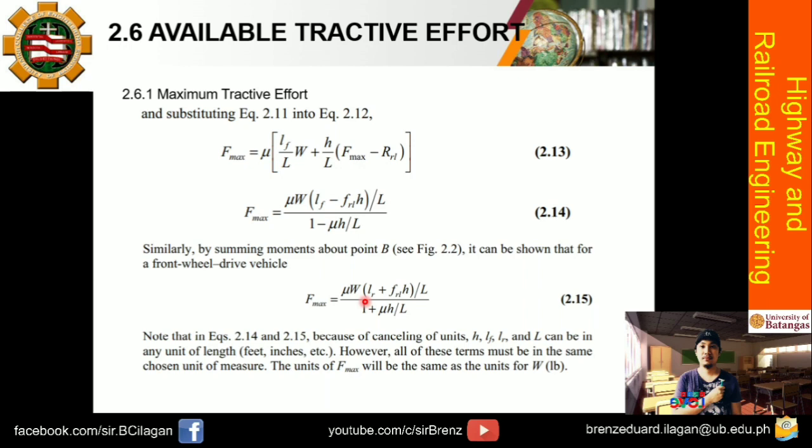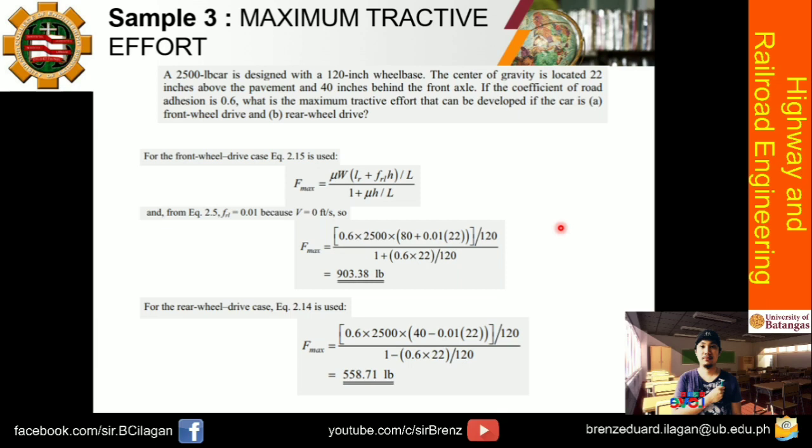Okay, so for maximum tractive effort, you have this problem, sample number 3. So this is your solution. I wasn't able to make the animations. Anyway, we have a 2,500 pound car designed with a 120-inch wheelbase. The center of gravity is located 22 inches above the pavement and 40 inches behind the front axles. If the coefficient of road adhesion is 0.6, what is the maximum tractive effort that can be developed if the car is A, front-wheel drive, and B, rear-wheel drive?